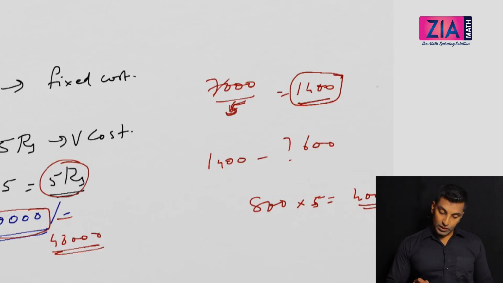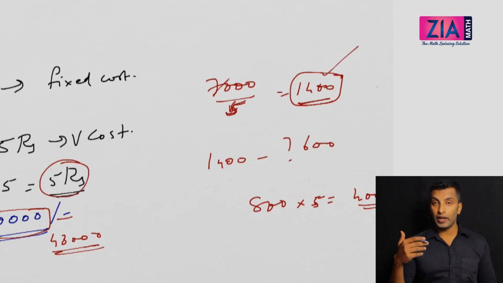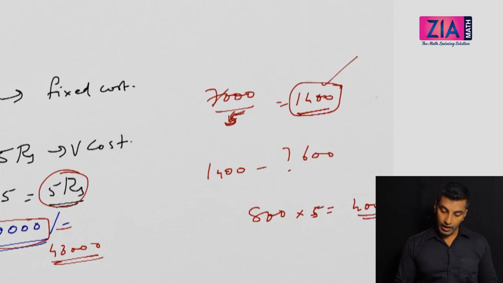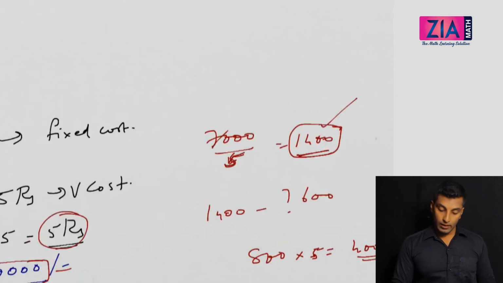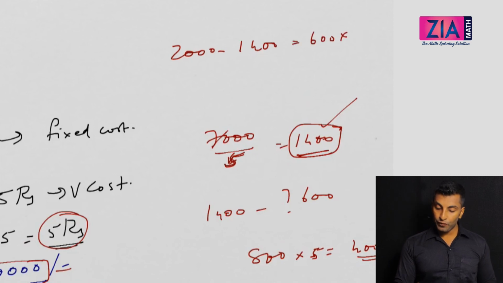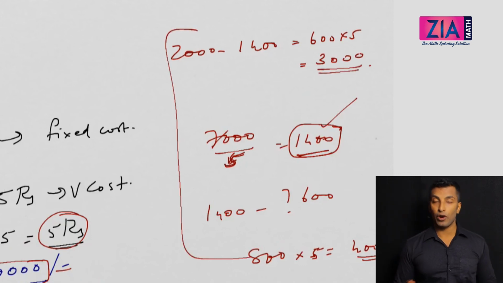Now let's suppose 1400 is what you need to sell to get the break even. Now let's suppose you sold 2,000. So what is the profit? 2,000 minus 1400, that means 600, into 5, that means 3,000 is your profit. So I hope this concept is clear for all of you.